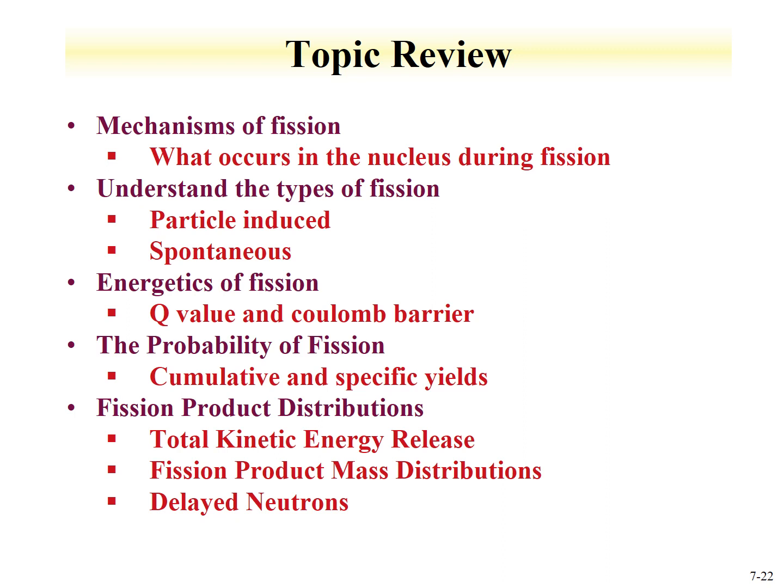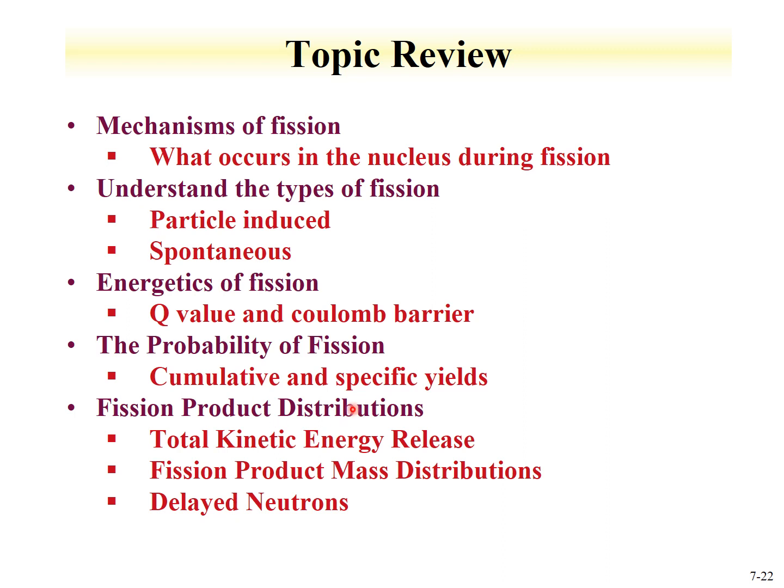We talked about the energetics of fission, the relationship between the energy, the Q value, and the Coulomb barrier. When the Q value can exceed the Coulomb barrier, fission can occur. Generally, this needs to be in a regime on the order of 200 MeV for the Q value. We talked about the probability of fission. One should remember both cumulative and specific yields. The cumulative yield, which is also provided in the chart of the nuclides, is for a given isobar, whereas specific yields are for specific isotopes.